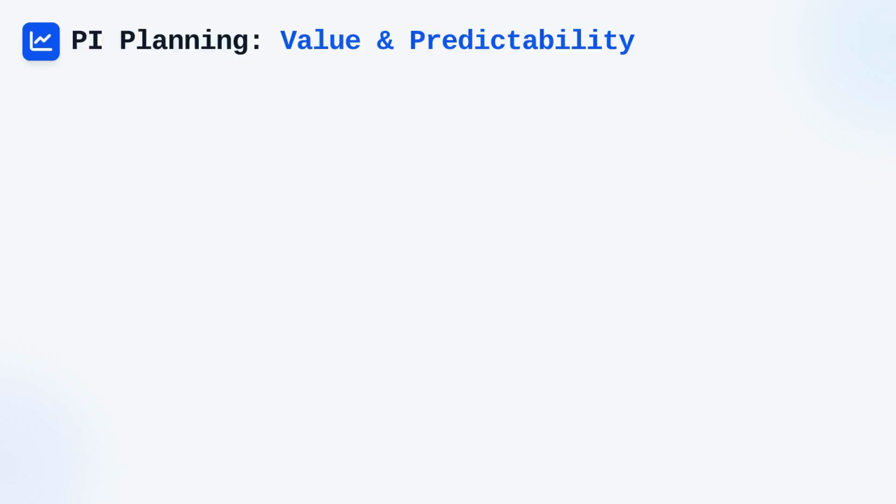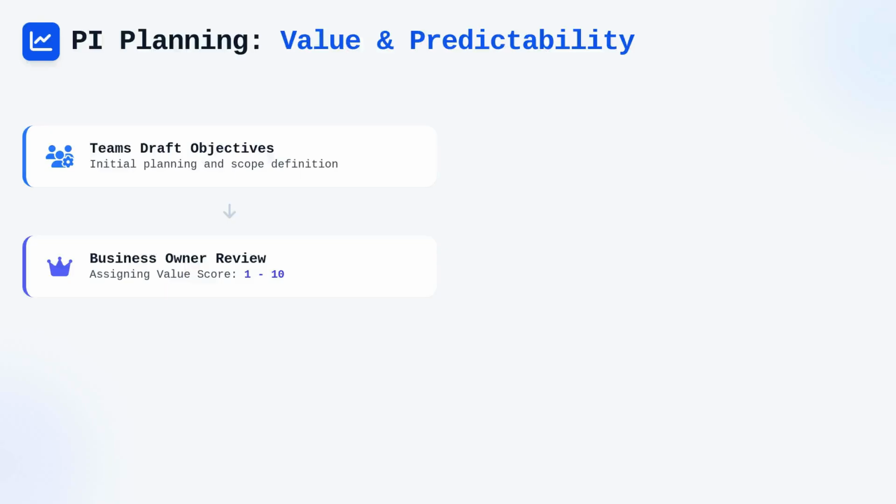A crucial dimension of PI planning is the involvement of business owners who define the significance of the work through business value assignment. After teams draft their objectives, they present them for review, and business owners assign a value from 1 to 10, which creates a clear signal for prioritization.